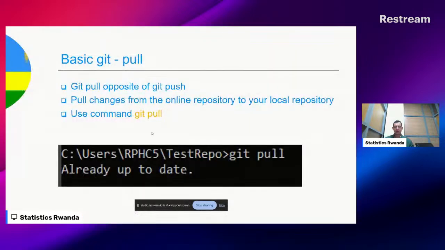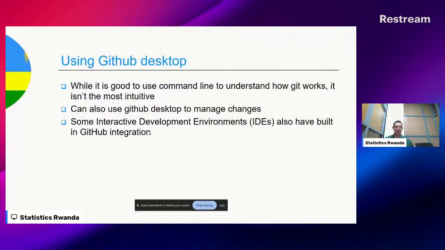The next thing that I'm going to talk about is using GitHub Desktop. So it is really important to understand and be able to use the command line. It gives you a much more fundamental understanding of how Git works, even though it might not necessarily be the most intuitive in terms of a user design function.